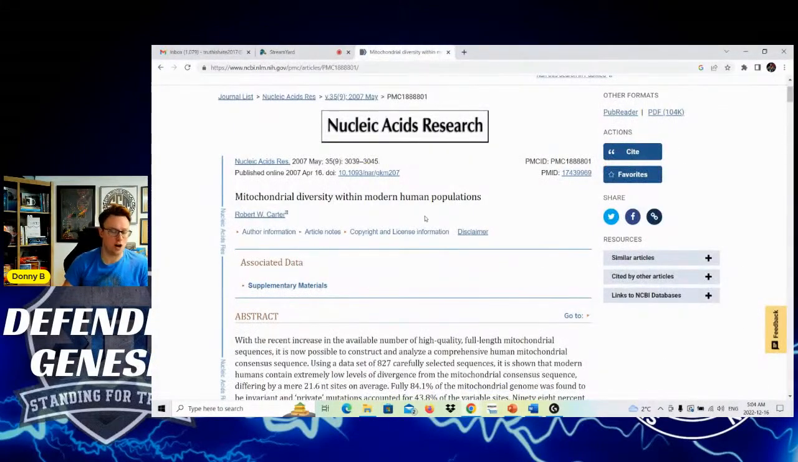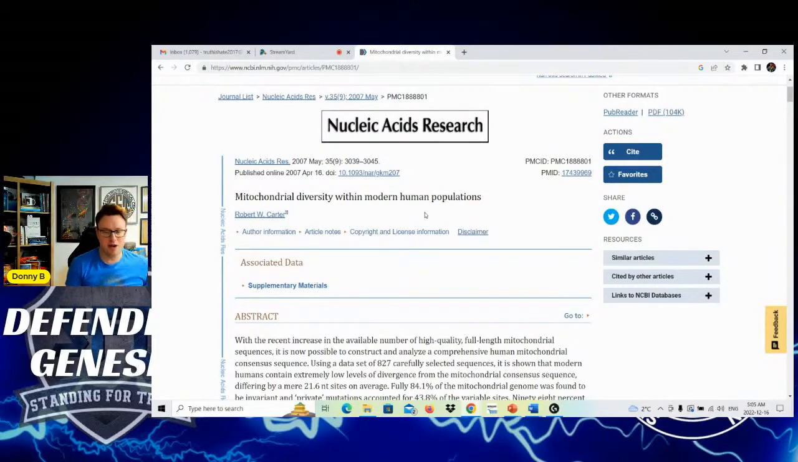This is by Dr. Rob Carter. Okay, this is not in a Young Earth Creationist journal. Not that that matters, because we have overwhelming evidence for separate ancestry in Young Earth Creationist journals, secular journals, but your critics want to constantly scoff at creationists, saying, oh, creationists don't publish in secular journals. You're going to see throughout this series dozens of papers published in secular journals by Young Earth Creationist PhDs.